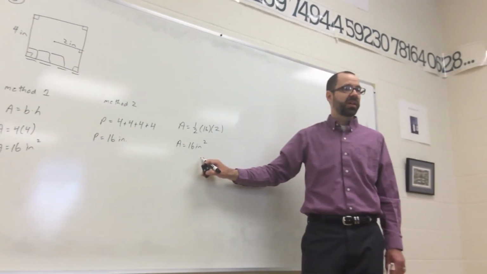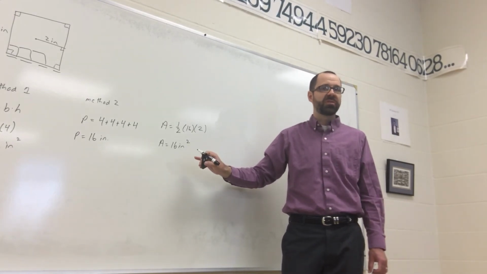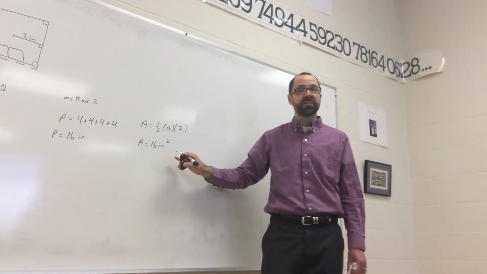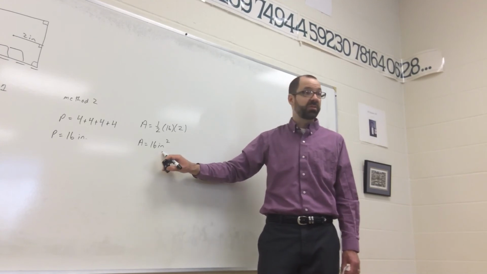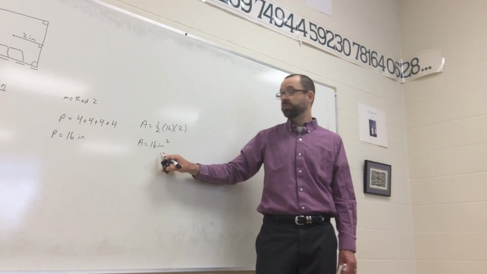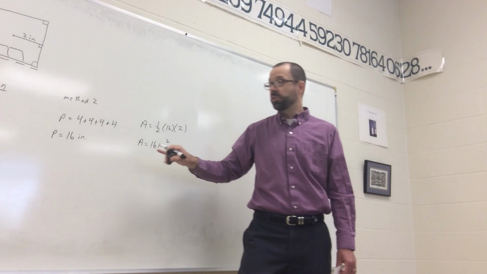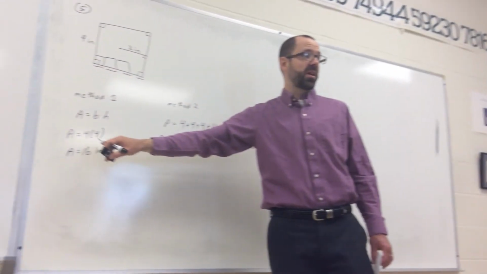Otherwise I would have looked kind of bad. Nobody notices if I do the problem once, usually people don't notice if I miss it. But if I do it twice and get different answers, people would know. So this is the right answer for the area. We just got it 2 different ways. Using the new formula, 1/2 times PA, or using the old formula, just base times height.